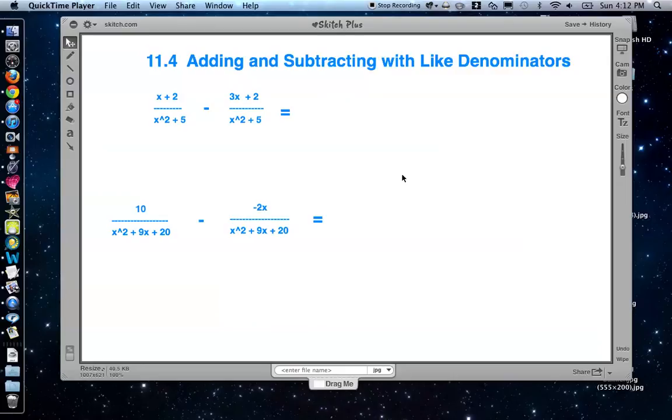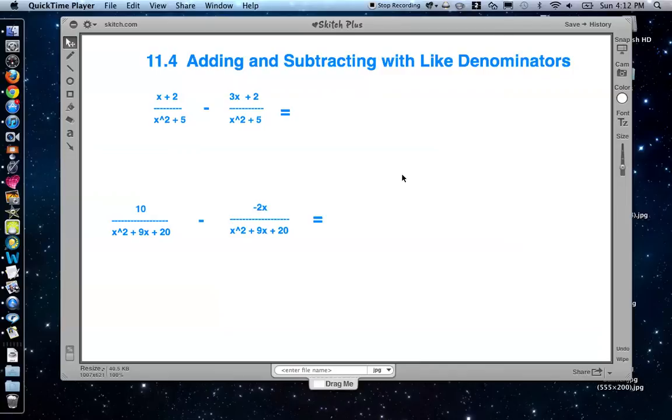Hey, welcome back. This is time for 11.4, adding and subtracting like denominators. Today we're going to work on these fraction problems that involve expressions. Sometimes we'll have to simplify at the end of the problem and do some factoring and good things like that.